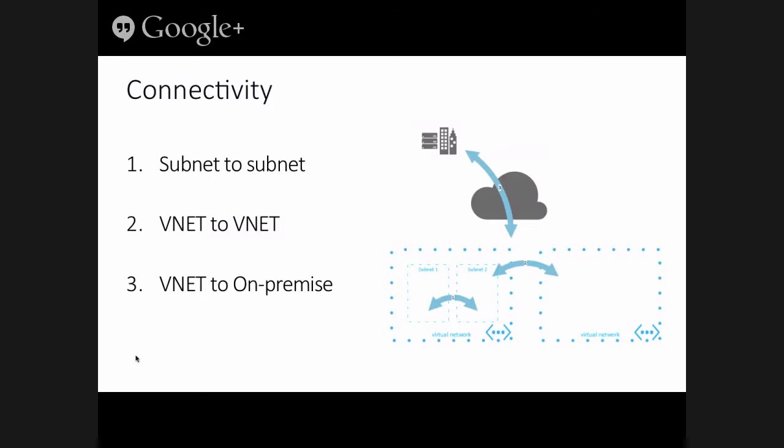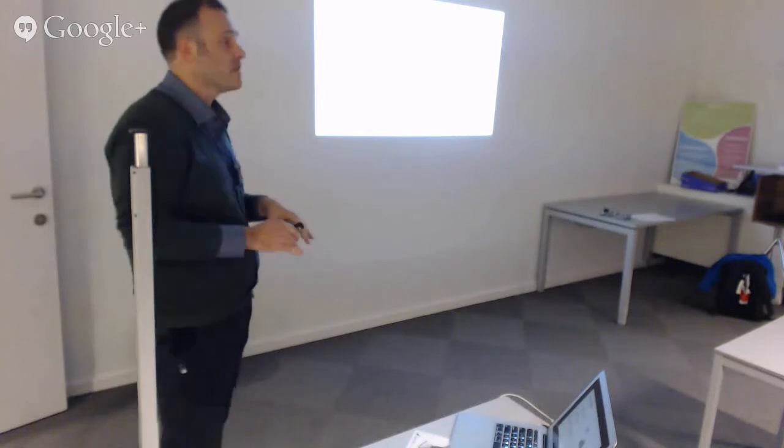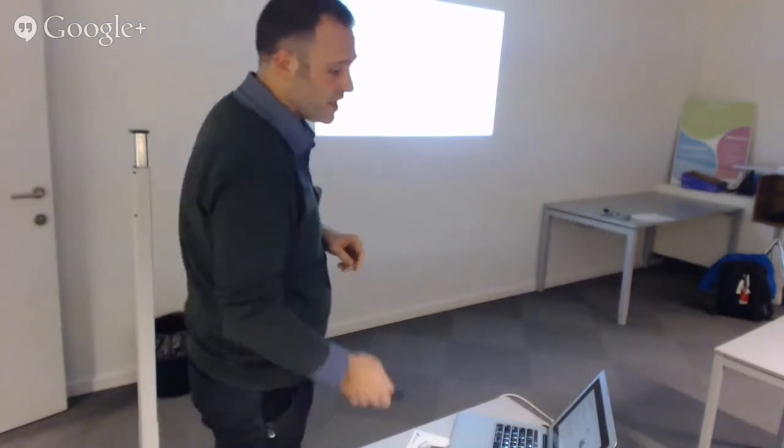So what is possible there? How can you connect between subnets? How can you connect between VNets? And last one, VNet to on-premise. How can you solve that? So this is what is actually possible at this moment, based on the latest releases at TechEd. So I had to take those into account because there were quite some changes.